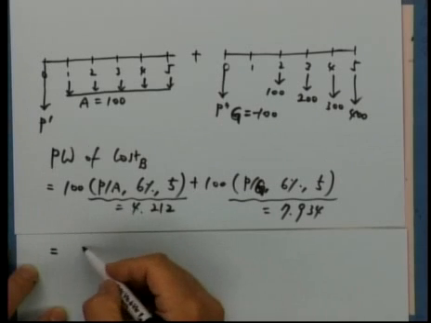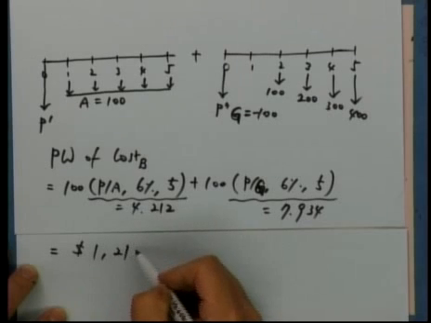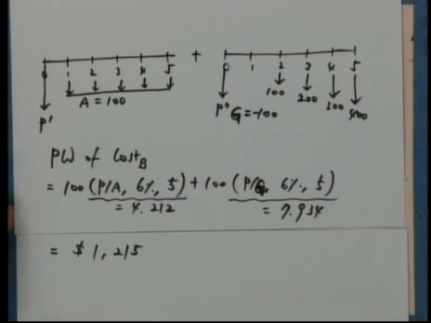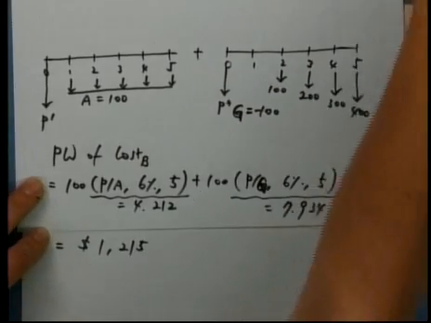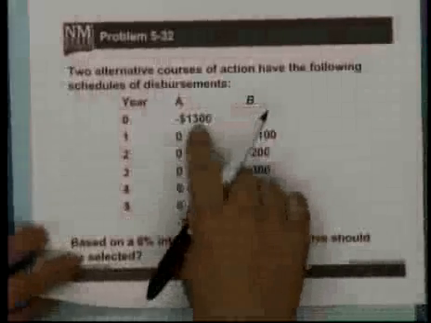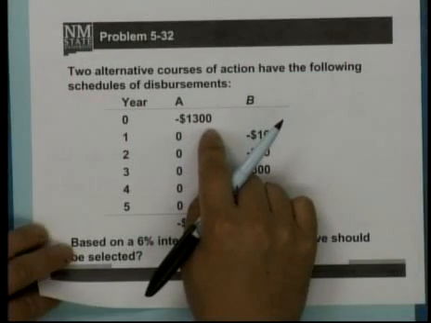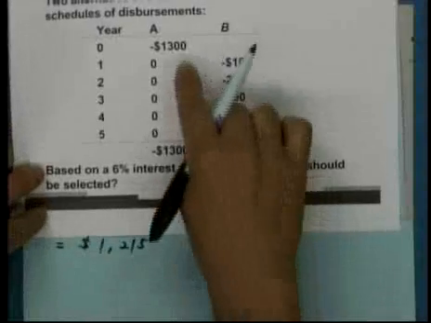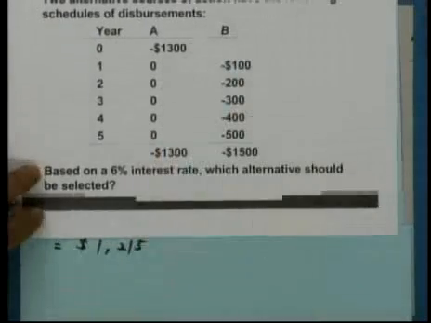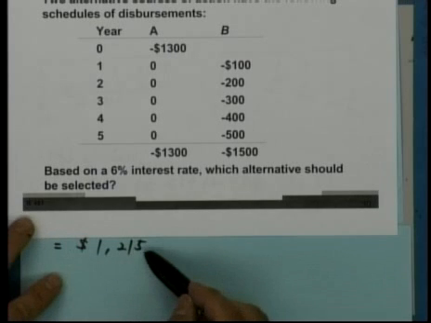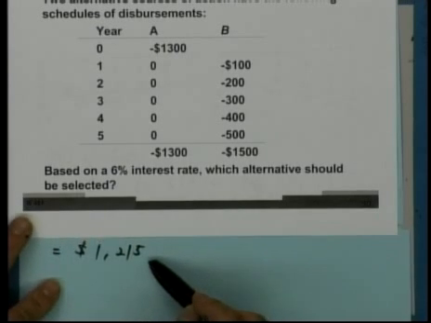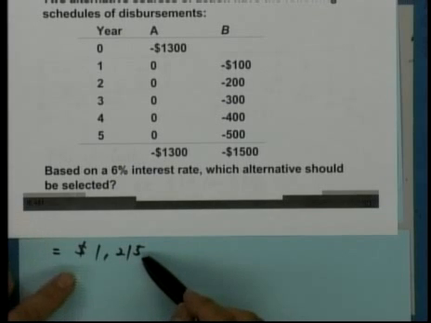Okay, so how much is that? This is $1,215. That is the present worth of cost for option B. And we know that the present worth of cost for option A is $1,300. So if you compare these two numbers, you can make the conclusion, right? To minimize the present worth of cost, you've got to choose option B, right? Because it's going to cost you less.